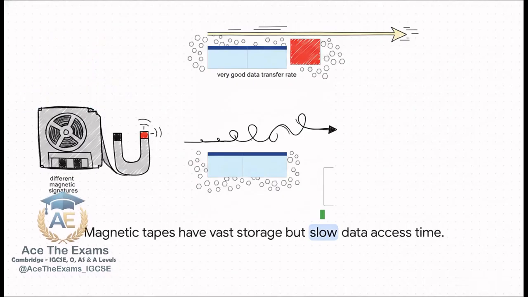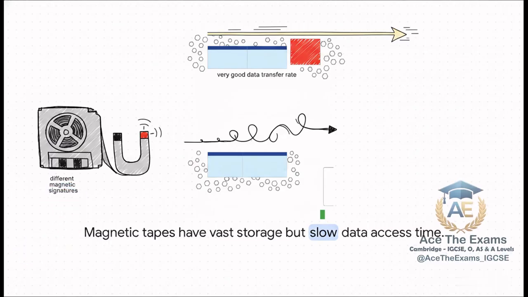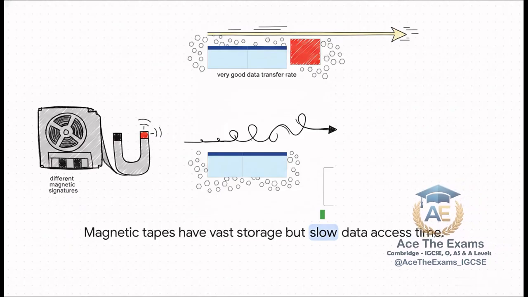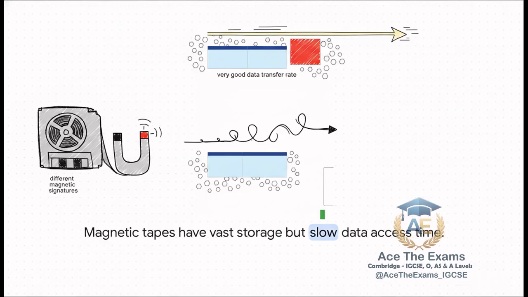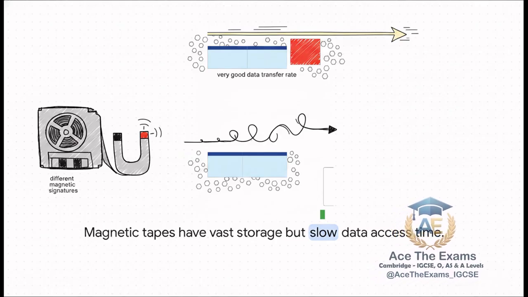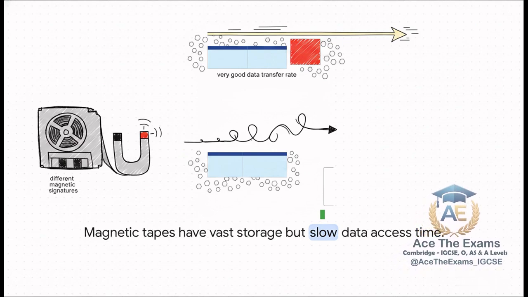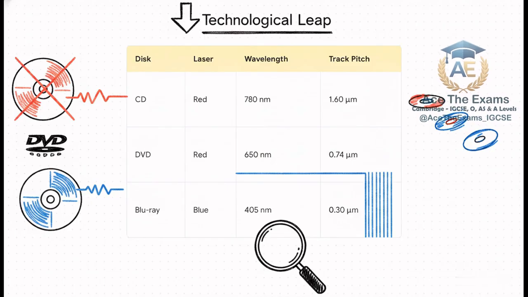Magnetic media rely on materials like iron oxide, where different magnetic signatures actually represent your binary data. A tiny read/write head acts as an induced magnet to either read or alter those signatures. Now, think about the massive difference in performance when we talk about magnetic tape. It actually has a very good data transfer rate, meaning once the data is finally found, it moves to the computer quickly. But, and this is a huge but, it has a notoriously slow data access time. Because it's literally a linear reel of plastic tape, the drive has to physically fast forward or rewind to find the specific data block.